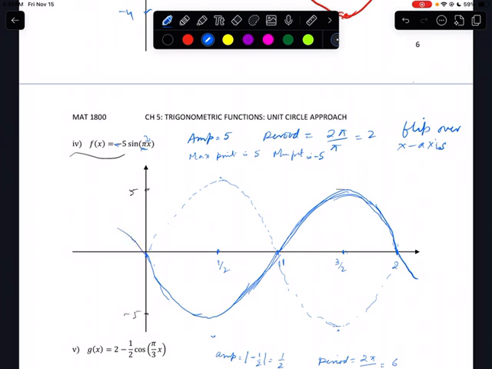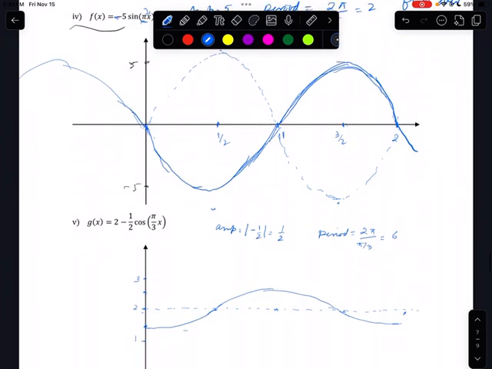Now if the question says graph it in 2 periods, what you can do is graph one period on the right side of the x-axis and graph one on the left side. Leave enough space so that you can draw the 2 periods easily. Okay. The last one among the cosines was 2 minus 1/2 cosine of pi over 3x.